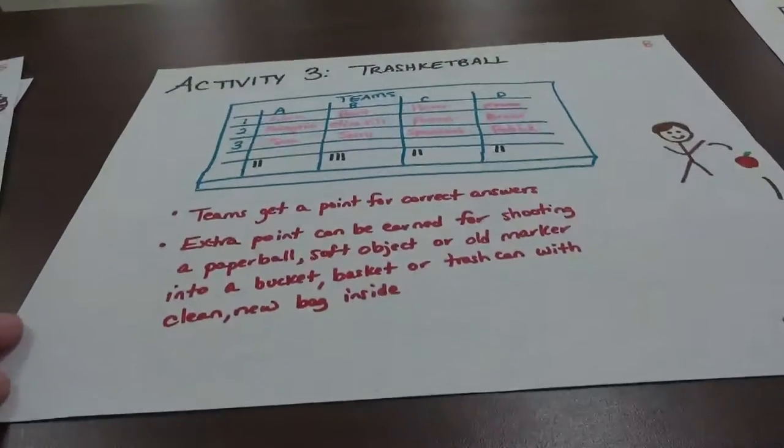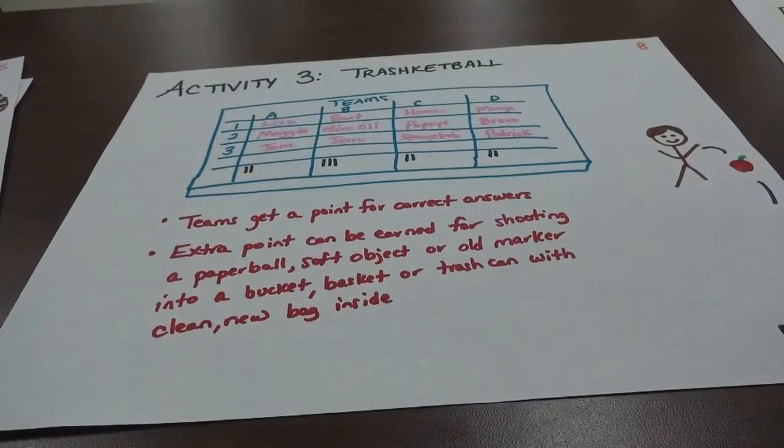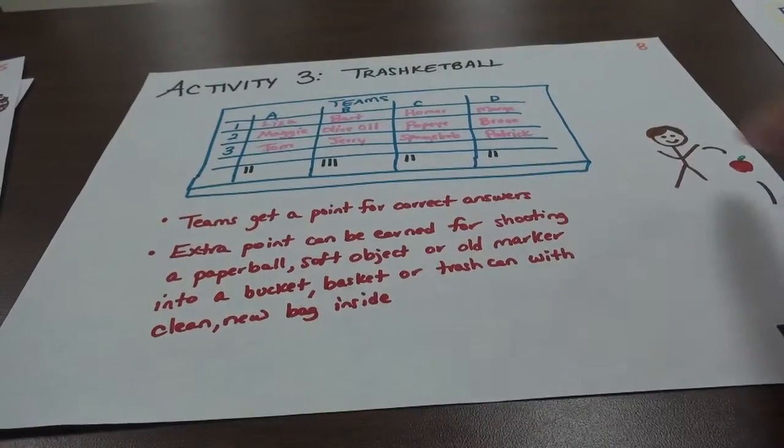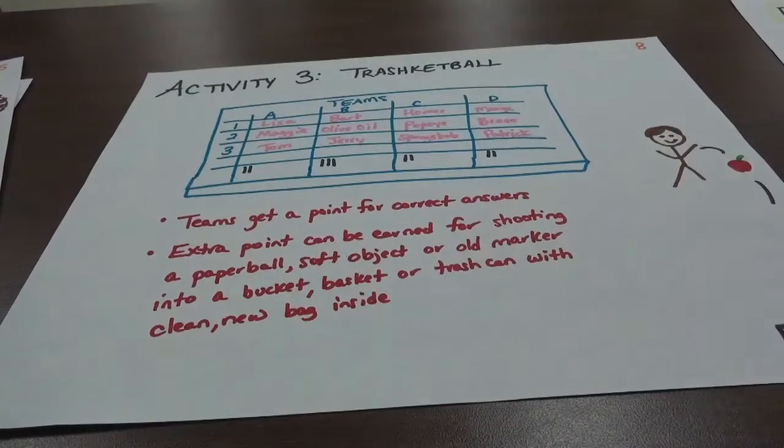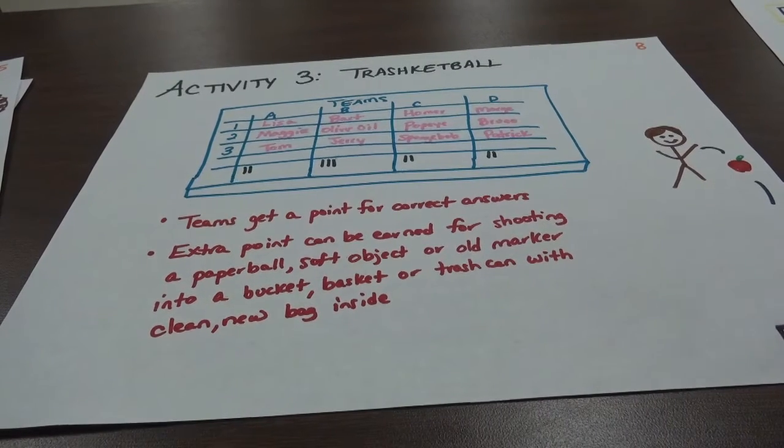Once the team is correct, they can send a member up to get an extra point after they've recorded their initial point for getting the answer right. Extra points can be earned for shooting a paper ball, a soft object, even an old marker into a bucket, a basket, or a trash can that's a distance away.